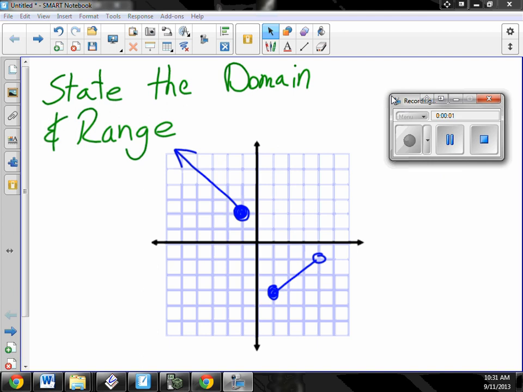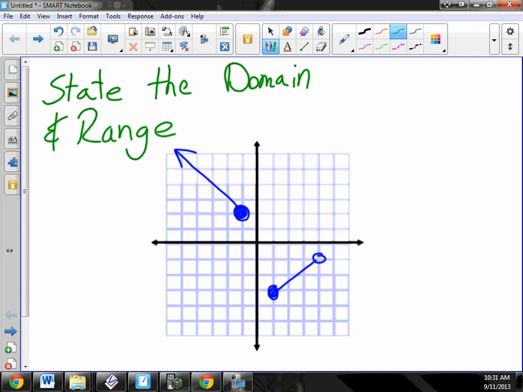Find the domain and range. We'll start with the domain. The domain tells me which x's appear on the graph, and we can find them by drawing a vertical line through the x-axis. As we move that line around, we notice that none of these numbers hit the graph.